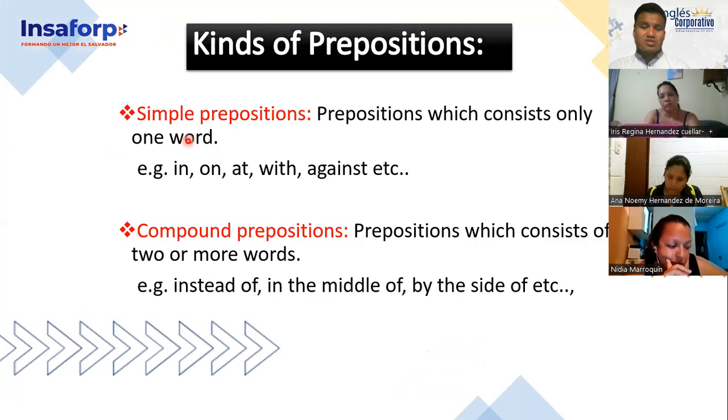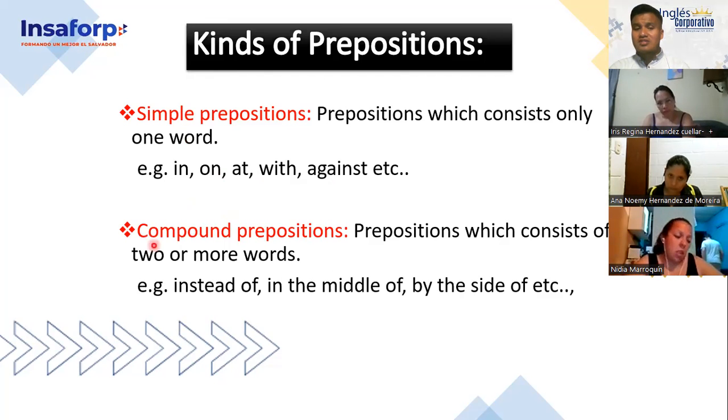We have simple prepositions, compound prepositions, and here we have some examples. Simple prepositions are those words that we already know, which consist of only one word. For example, in, on, at, with, against, etc. But we also have compound prepositions.